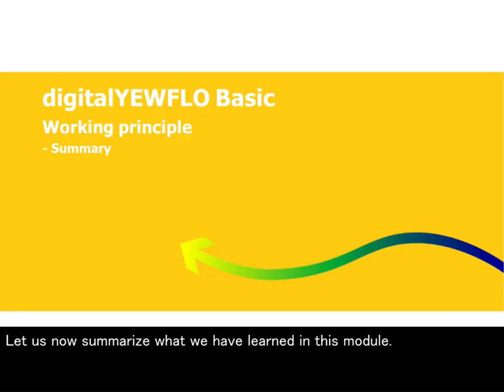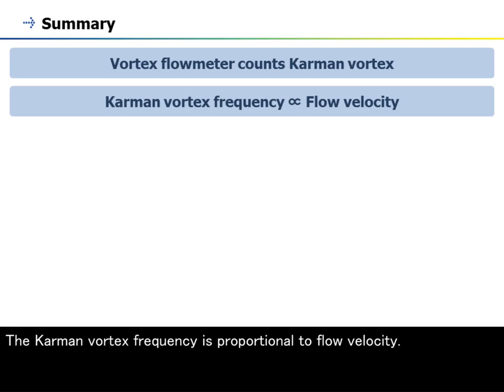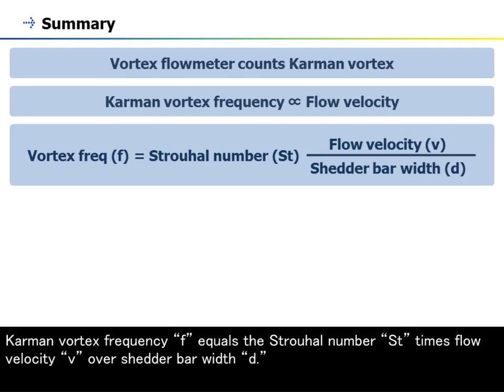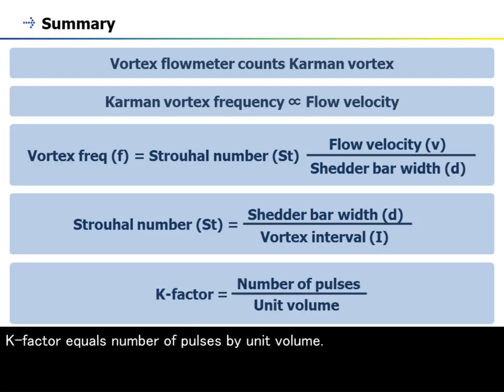Let us now summarize what we have learned in this module. Summary. The vortex flowmeter counts Karman vortices. The Karman vortex frequency is proportional to flow velocity. Karman vortex frequency, F, equals the Strouhal number, St, times flow velocity, V, over shedder bar width, D. The Strouhal number, St, equals shedder bar width, D, over vortex interval, I. K factor equals number of pulses per unit volume.